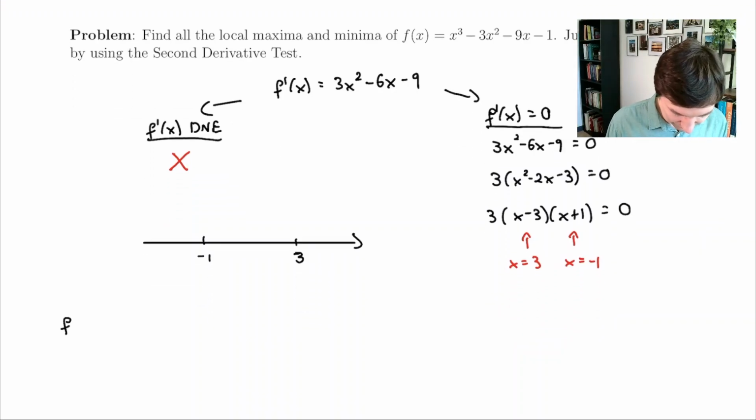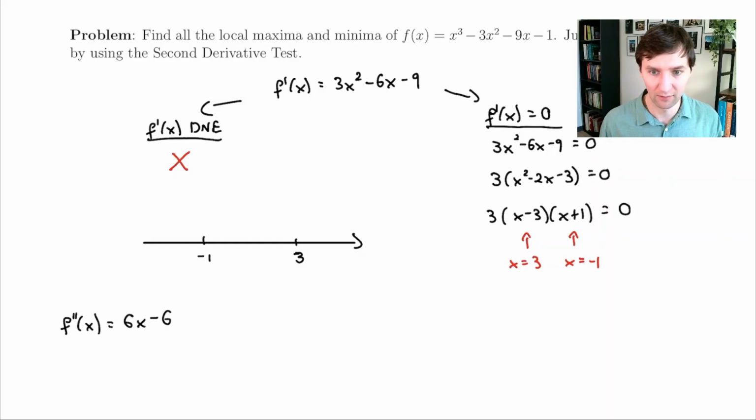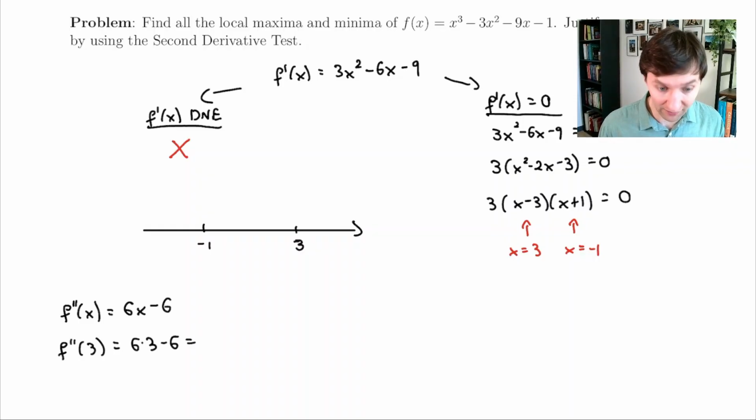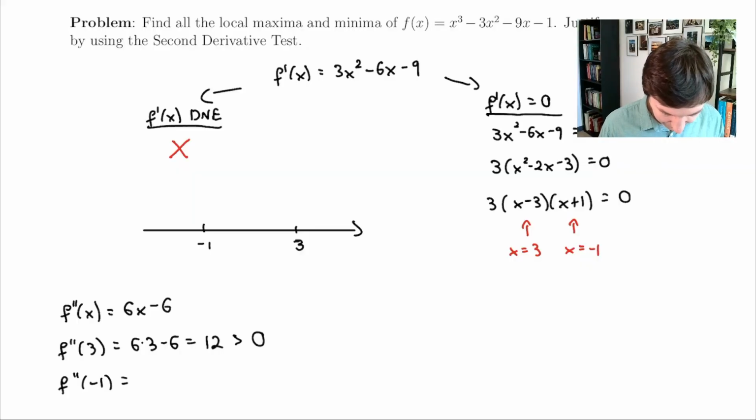If I take the derivative one more time, I will get 6x minus 6. When I plug in 3 to the second derivative, I will get 6 times 3 minus 6. That is 18 minus 6, which is 12. That is a positive number. When I plug in -1 to my second derivative, I will get -6 minus 6, which is -12. That is a negative number.